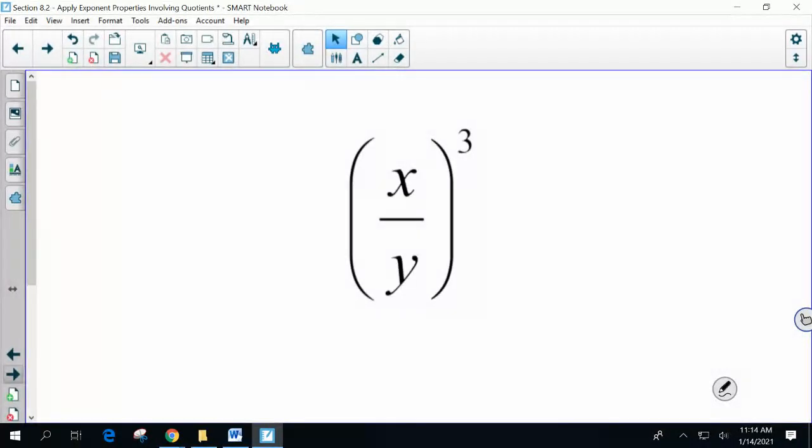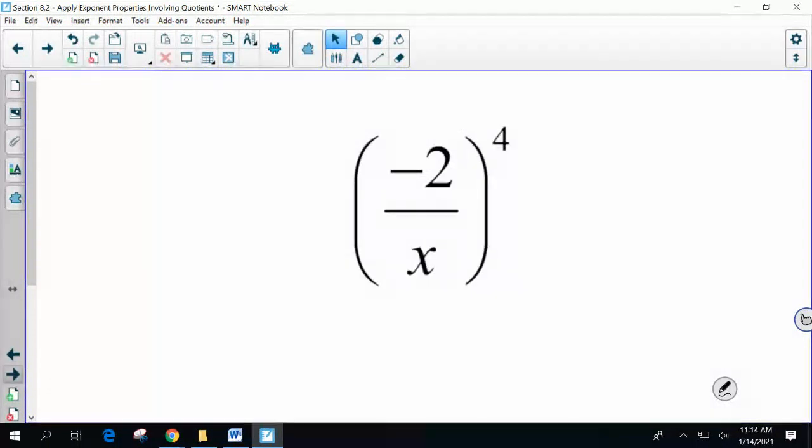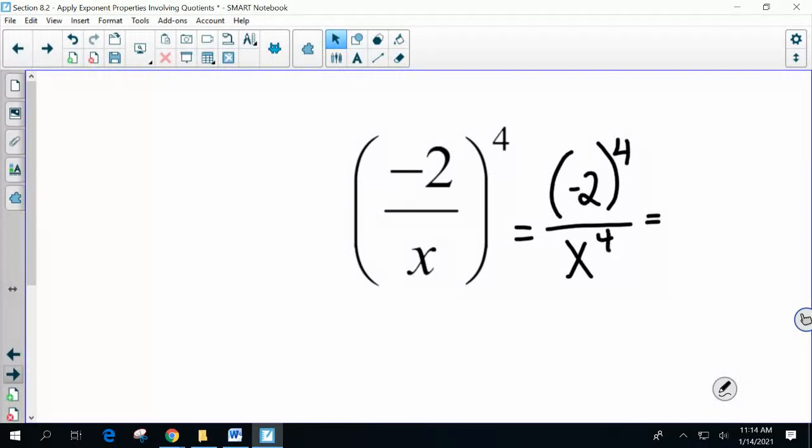So x over y to the 3rd power, you can split that apart and make this x to the 3rd over y to the 3rd. Okay, so negative 2 over x raised to the 4th power. I'm going to do the same thing. I'm going to have negative 2 to the 4th over x to the 4th. Then I'm going to calculate negative 2 to the 4th and get 16 over x to the 4th.